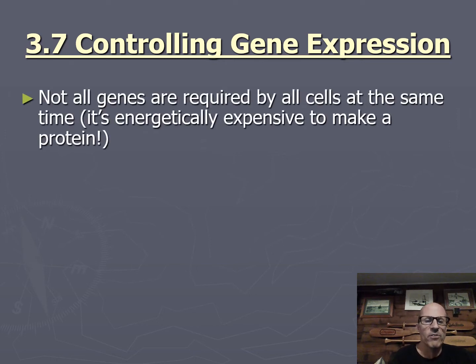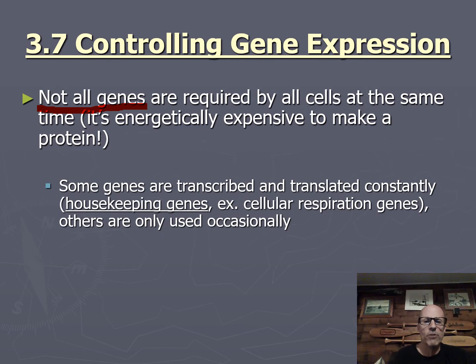Well, it kind of makes sense. If we've got 100,000 genes in our body, not every one of those genes needs to be on at the same time, because it does cost a lot, energetically I should say, to create protein. Some genes are transcribed and translated constantly, and these are called housekeeping genes. For example, the genes that are used to keep our cellular respiration machinery running that you learned about in the last unit. But there are many others that are only used occasionally, and we're going to focus on those.